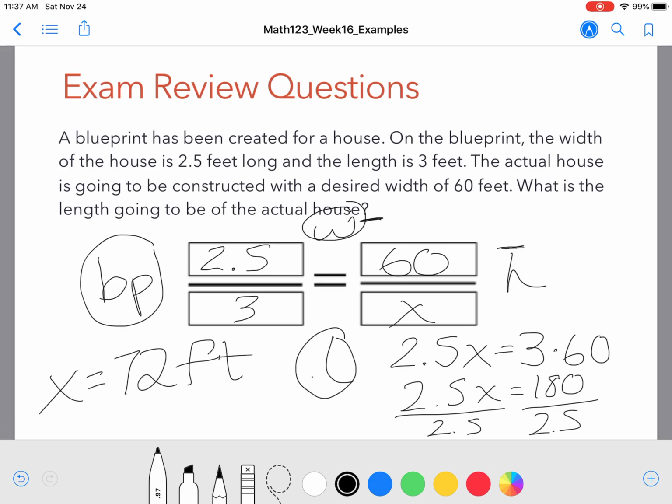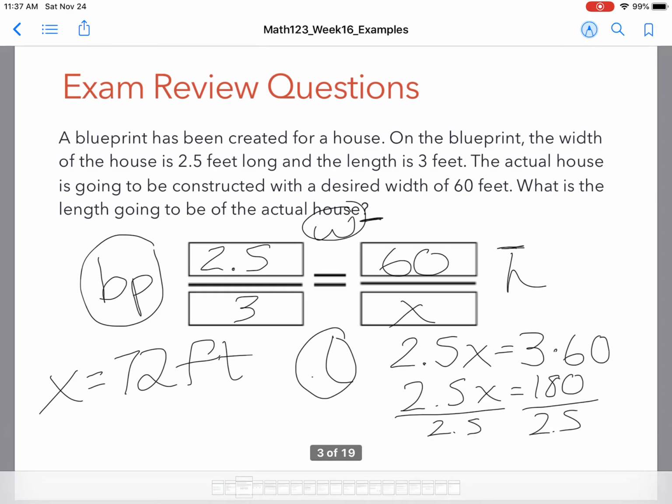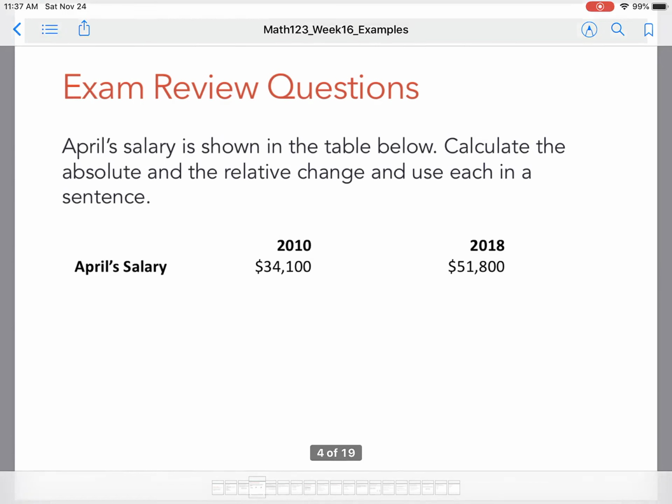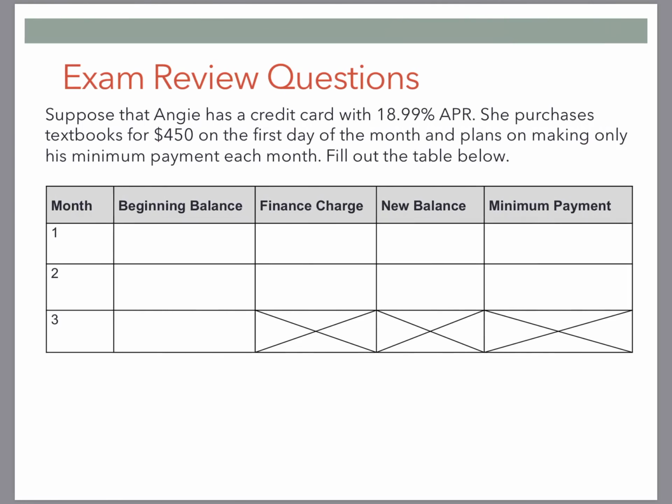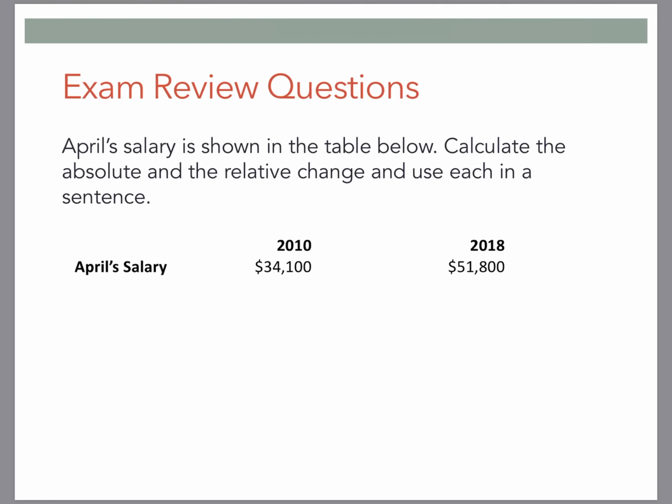Now, you always want to make sure that your answer makes sense. So in this particular case, the width is 60 feet. I know that the width of my blueprint is slightly smaller than the length, so it does make sense that I get an answer that is slightly larger for the length of the actual house. So that's going to be that one. And then let's look at the next question. I just have these all scrambled here because this is what you might expect to have on your actual exam.